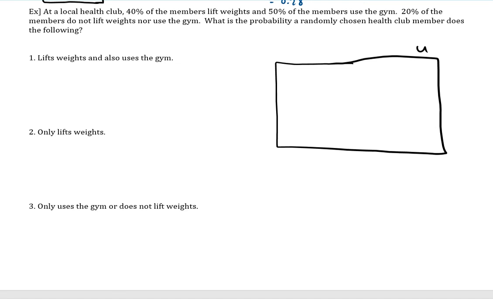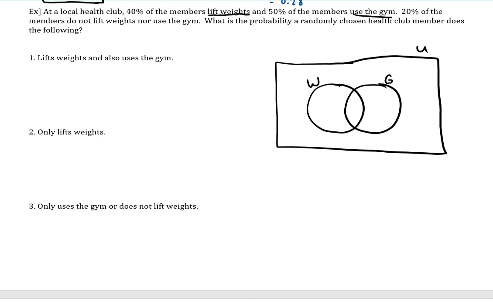So at a local health club, 40% of the members lift weights and 50% of the members use the gym. 20% of the members do not lift weights nor use the gym. What is the probability a randomly chosen health club member does the following? Okay, so we've got these. Based on the information, it looks like there's two things that are important to us: lifting weights and using the gym. So I'm going to do my two circles then. I'm going to do W for lifting weights, and we'll do G for the gym.